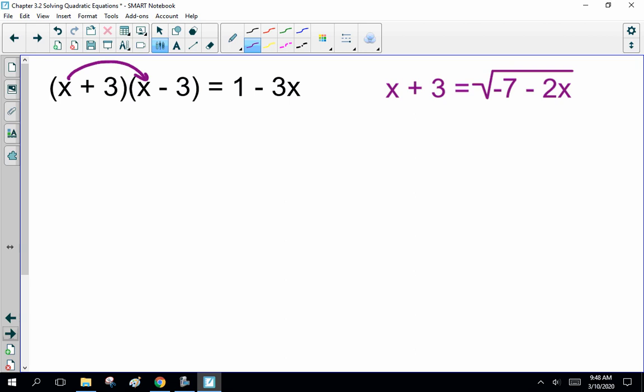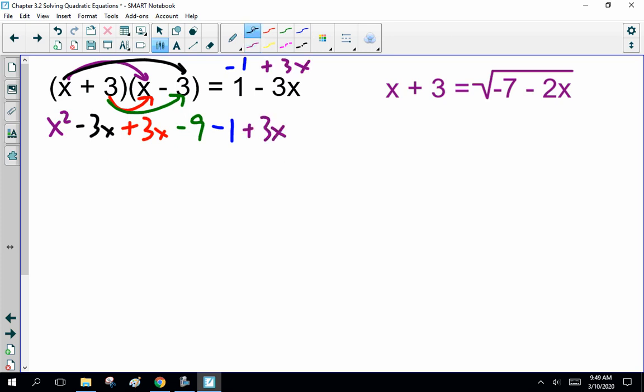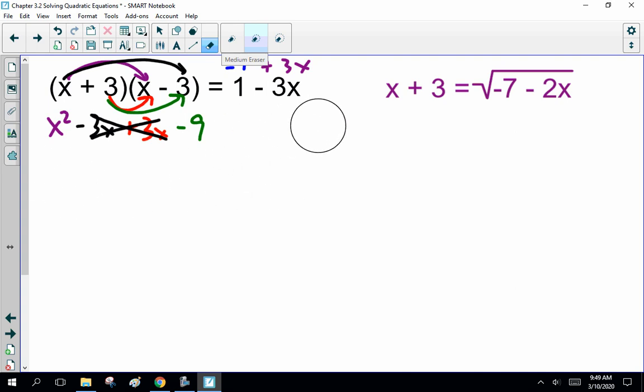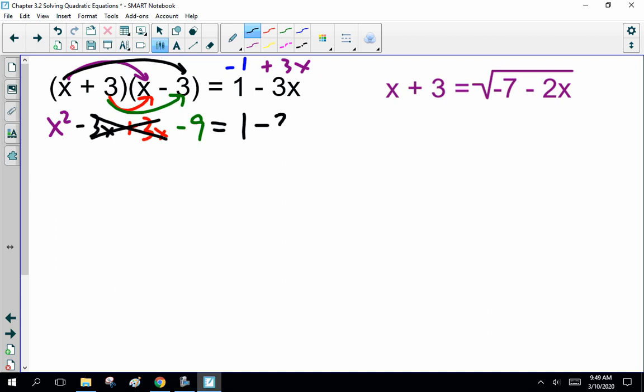So, x squared minus 3x plus 3x minus 9. As I said, put everything on one side. So minus 1 plus 3x equals 0. Okay, actually, no. My apologies. Let me show you. Did too many steps at once. Equals 1 minus 3x. Let's leave it like that. Let's just FOIL one side. My apologies. So what have we got here?